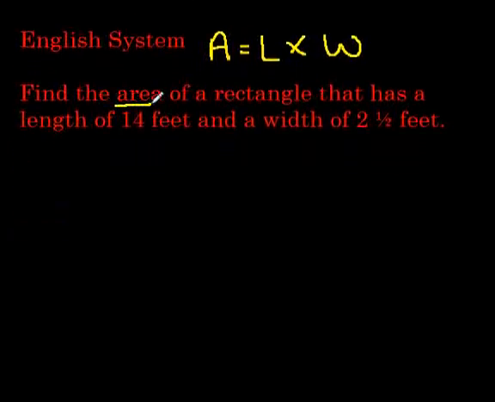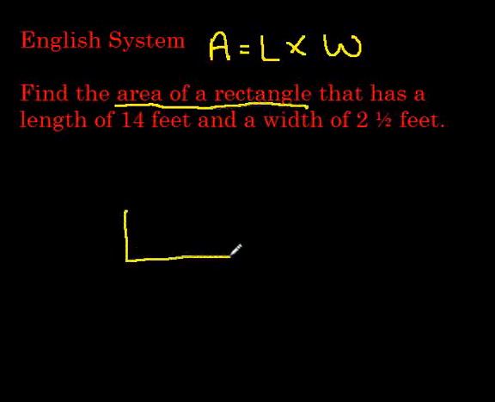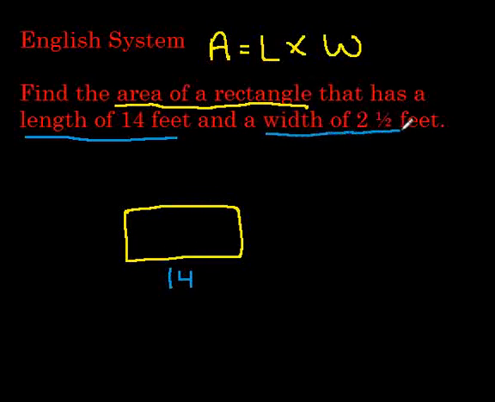So let's take a look at the first example. It says, find the area of a rectangle. So let's go ahead and make a rectangle here. It has a length of 14 feet. A length goes horizontally like this, so we'll label that 14. There's two lengths, so we'll just label one of them 14 for now. And a width of 2.5 feet. The width goes vertically, so we'll write 2.5 for this width. We only need to know one length and one width. We know that this length is also 14 and this width is also 2.5.